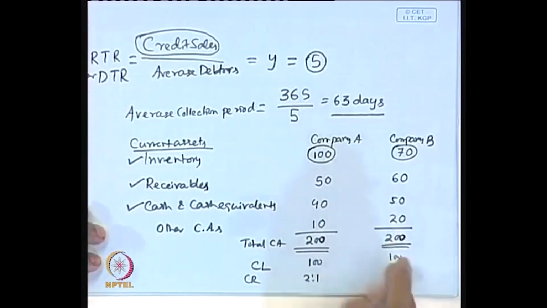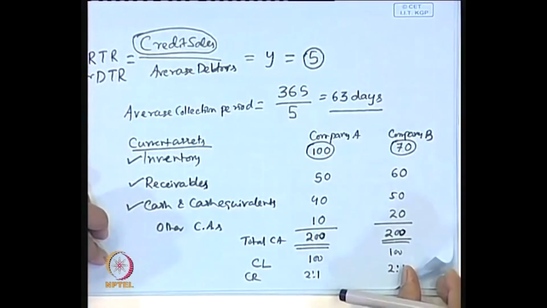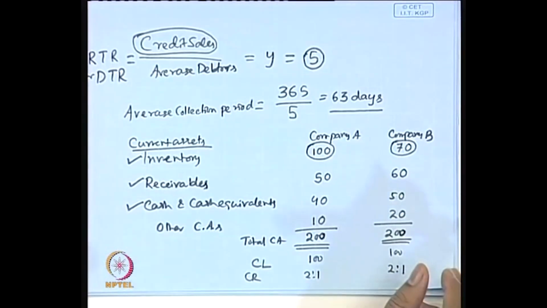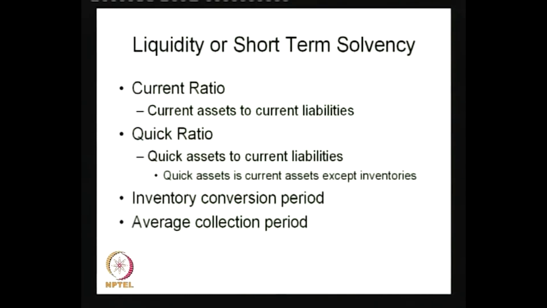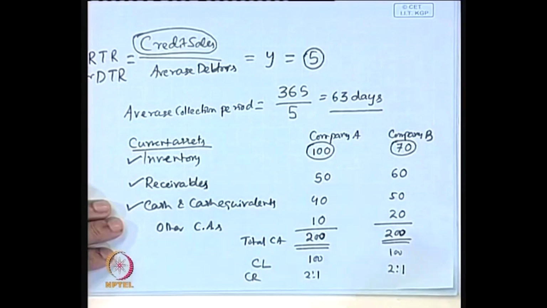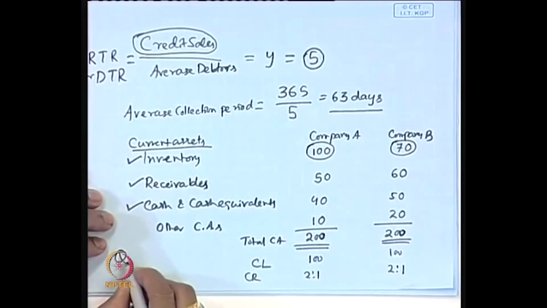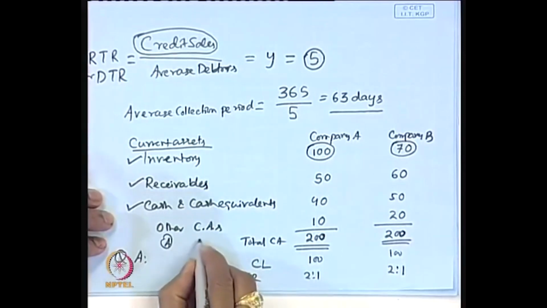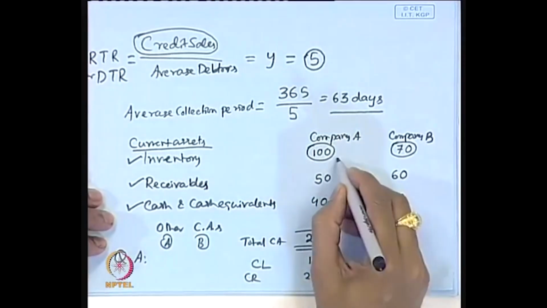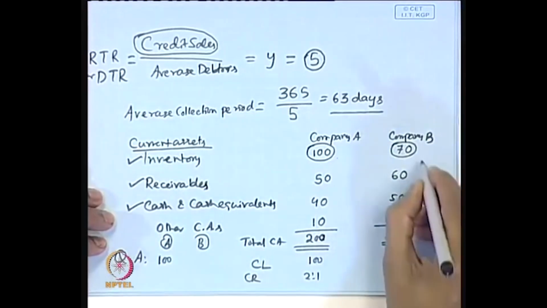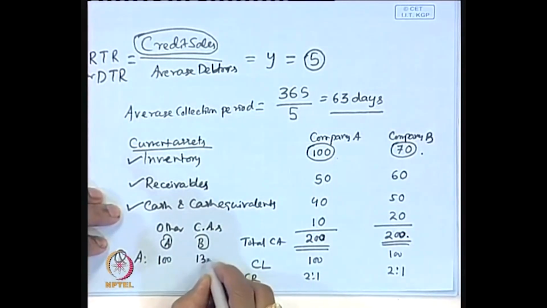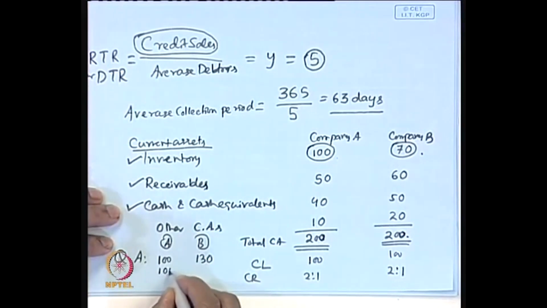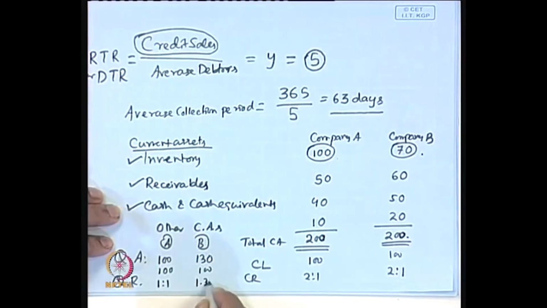So, since the inventory is not that liquid, we go for something called quick ratio. In quick ratio we talk about the quick assets to current liabilities, and the quick assets are defined as current assets except the inventories. So, in our example, we have the quick assets, that is QA, for company A and company B: 200 minus 100, that is 100 for company A, and 200 minus 70, that is 130 for company B, and the current liability for both the companies is 100. In that case, the quick ratio appears to be 1 is to 1 and 1.3 is to 1.